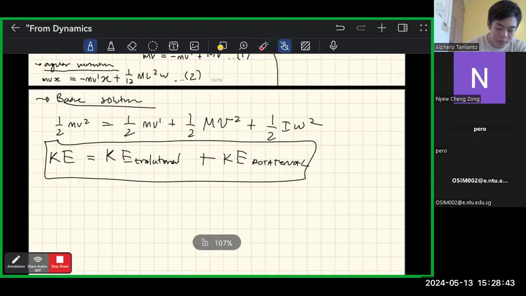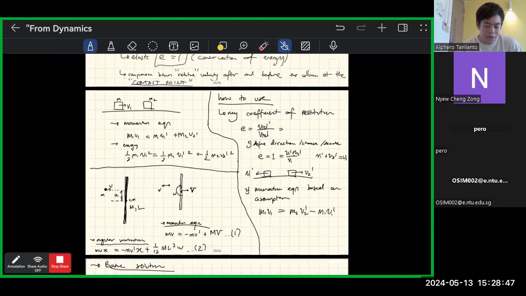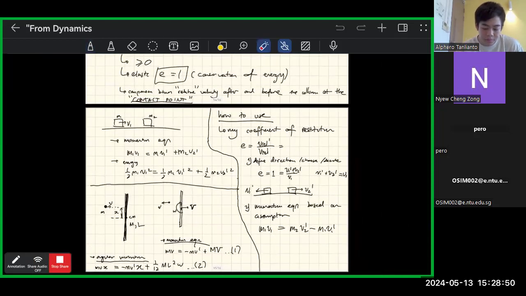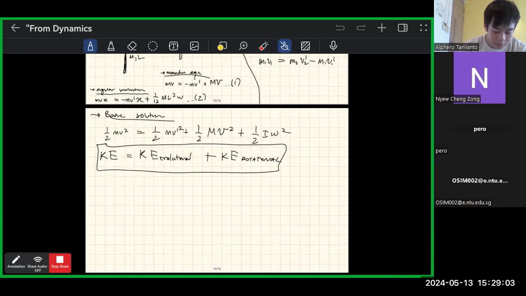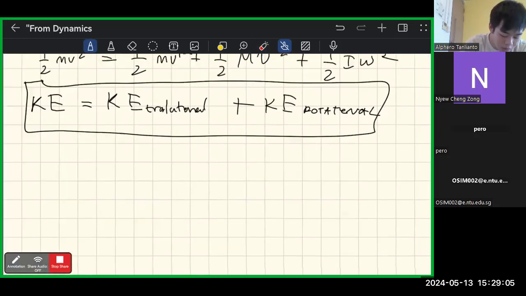Because it's all squared, this one is on the second power. But we actually already have this e here, the elastic. If it's elastic, it's going to be 1. So the coefficient of restitution is very useful here because it's easier to understand. It's easier to work with.